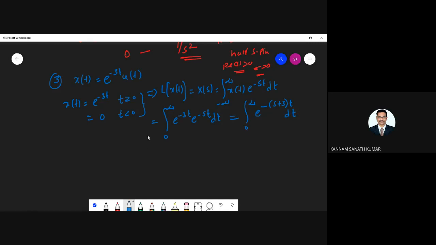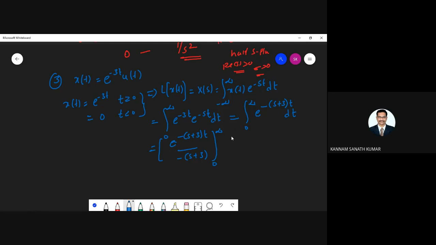So if you apply the Laplace transform, e power ax is what? E power ax by a. So in place of a you have minus s plus 3. So e power minus s plus 3 into t divided by minus s plus 3, between the integral 0 to infinity. Okay.